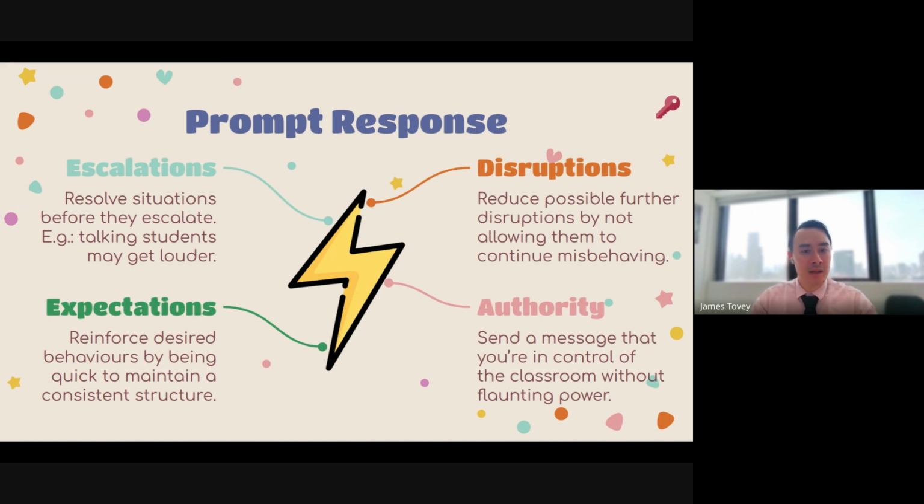Right? And authority. So you are the teacher, you are the manager of the classroom, you are managing them as they are your students. You need to get through the lesson, and you send a message that you're in control of the classroom by acting quickly, without necessarily flaunting power. You don't want to do that in front of your students, particularly some of the older students, like teenagers and so forth, upper high school as well.